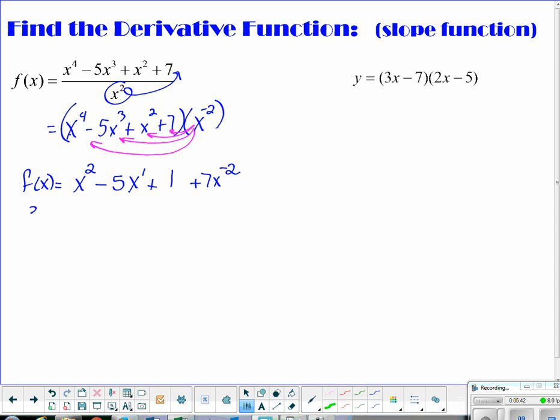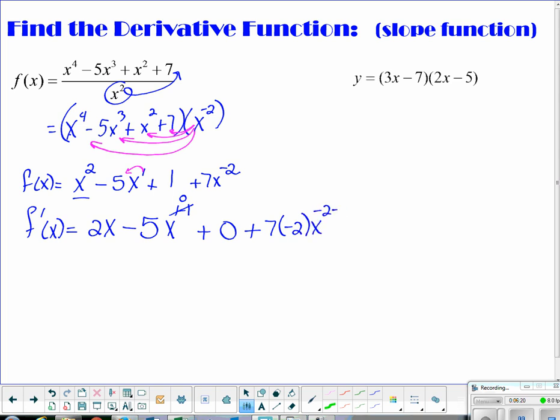And now we should be ready to take our derivative, f prime of x. Power rule. 2 comes down, and I change the power by reducing it by 1. I get 2x to the first. Really no reason to write the power of 1. On the next one, the 1 will come down and multiply, right? We're using power rule. So we'll get negative 5 x to the 1 minus 1. But 1 minus 1 is 0, isn't it? We'll clean that up in a minute. Plus derivative of a constant. The constant 1 would be 0. Plus 7 times negative 2 x to the negative 2 minus 1 using the power rule.